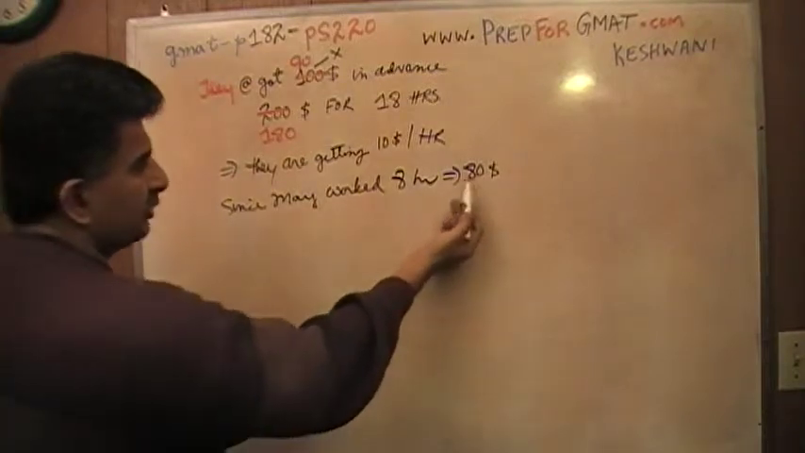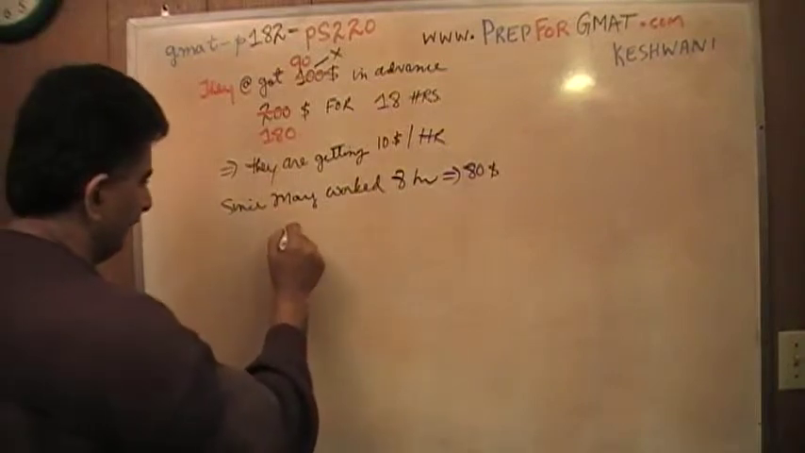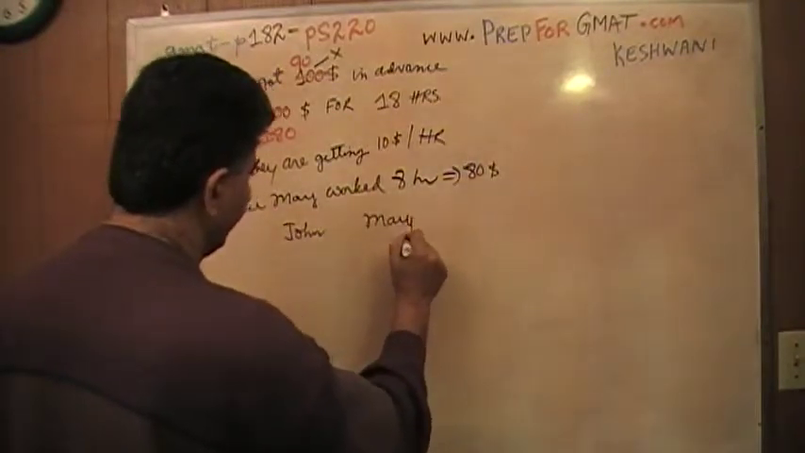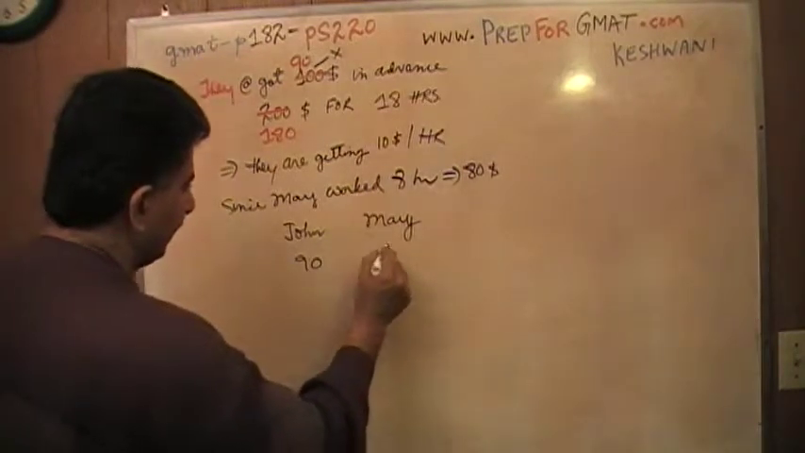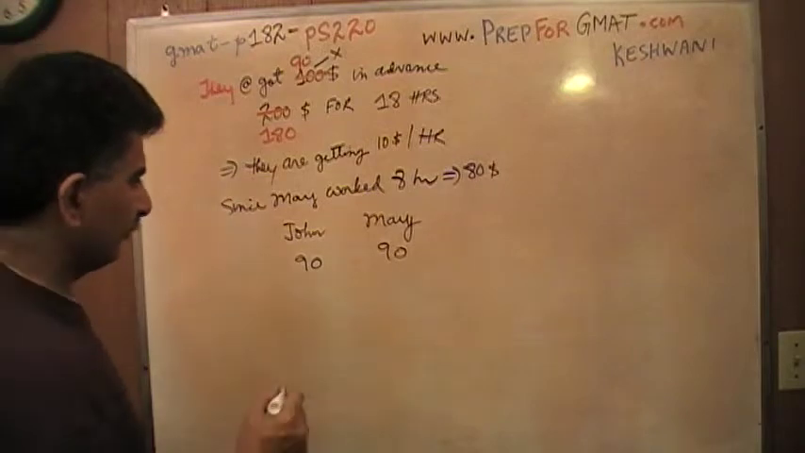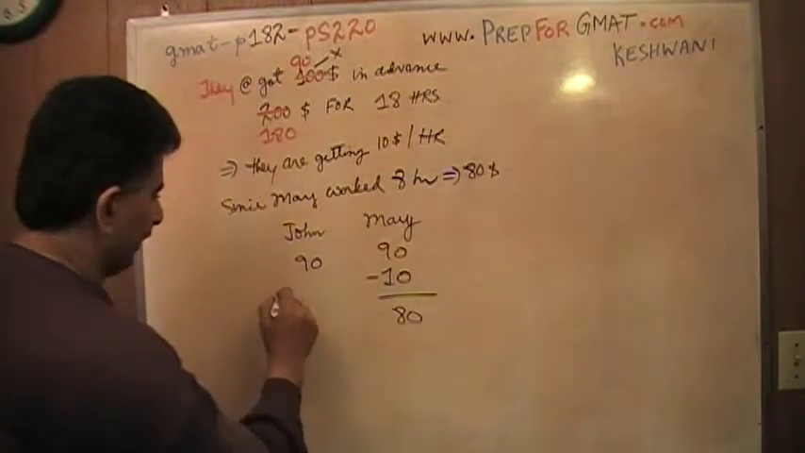Mary worked 8 hours, she should get $80, but she got $90 in the beginning. John and Mary, in the beginning, they both got $90. But Mary should have gotten only $80 because she only worked 8 hours. So she's going to give $10 to John.